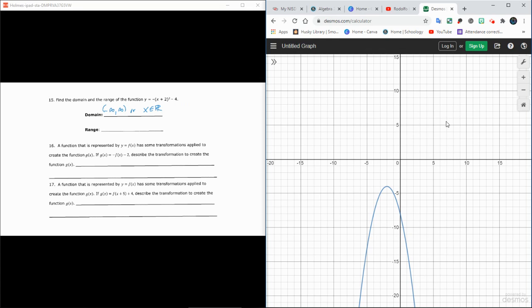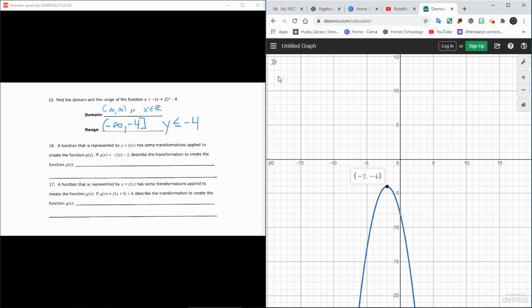The range, domain is the same for all parabolas. The range is the one that's dependent on this vertex. Because this vertex is a maximum, that's going to be the highest point you're going to have. The highest y value is negative 4, which means the graph starts here at negative infinity and it goes all the way to negative 4. That's where it stops. You can also say everything less than or equal to negative 4, because it starts at negative 4 and then it's everything below it.